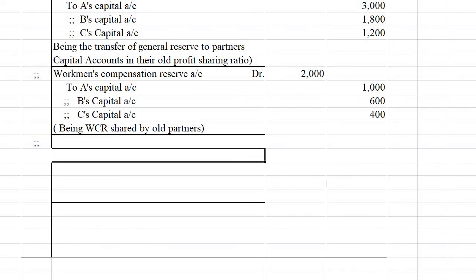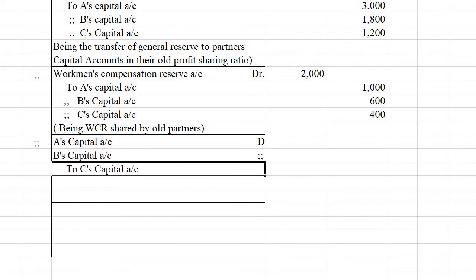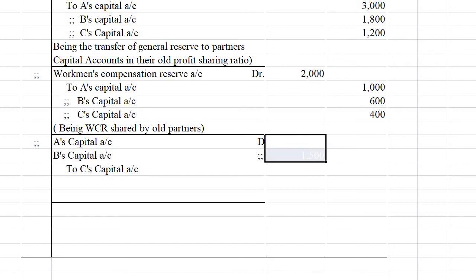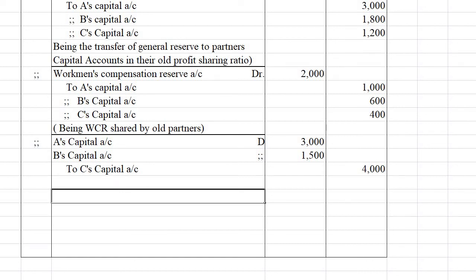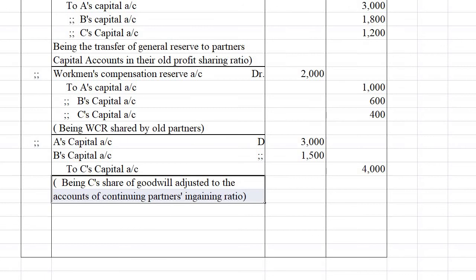Next we have adjustment of C's goodwill. C has to be paid off with his share of goodwill. That will be compensated by A and B in their gaining share. So that is written A's capital debtor, B's capital debtor to C's capital. 4,000 is shared, and then narration also mentioned here.